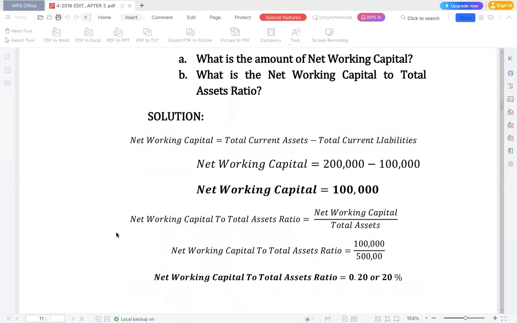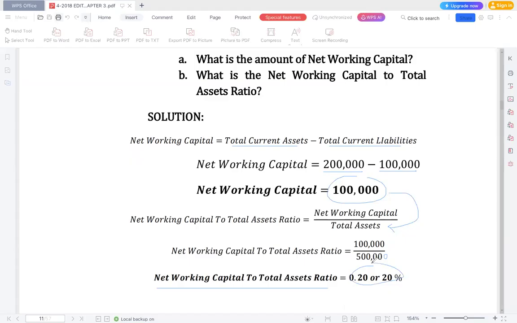We have here the suggested solution. The net working capital is total current assets, that is 200,000, minus total current liabilities, 100,000. So the net working capital is 100,000. Divide this amount by total assets of 500,000. So we have here the net working capital to total asset ratio of 20%.